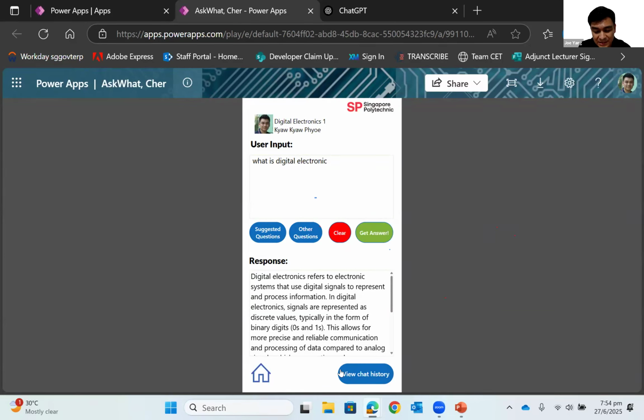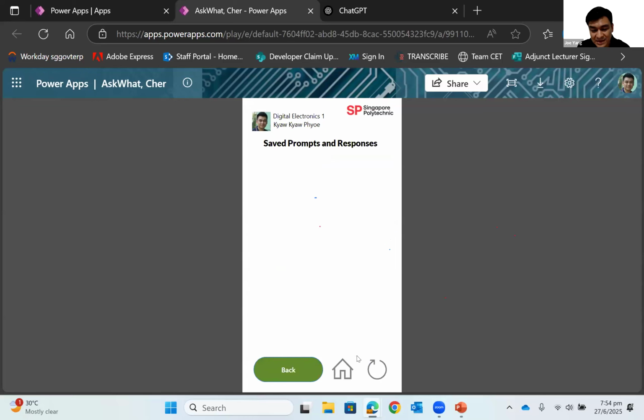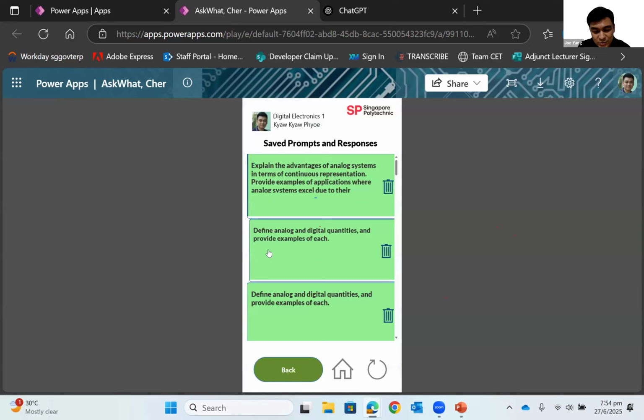Okay, these are the chatbot features. Every chat is saved, because we want to tell the students that their inputs are being recorded, so they should not misuse or play with the system. We also save the students' inputs over here.